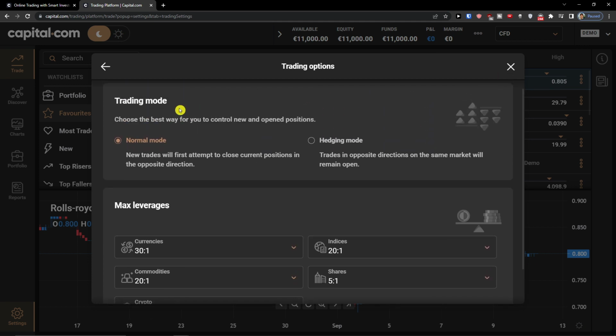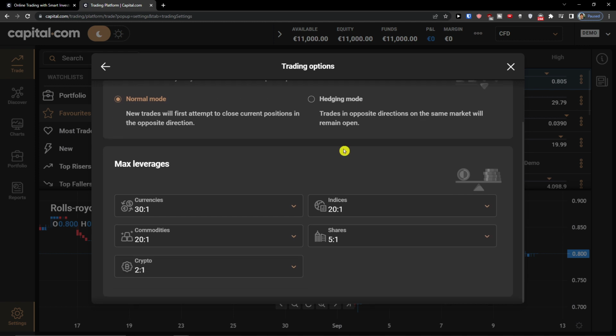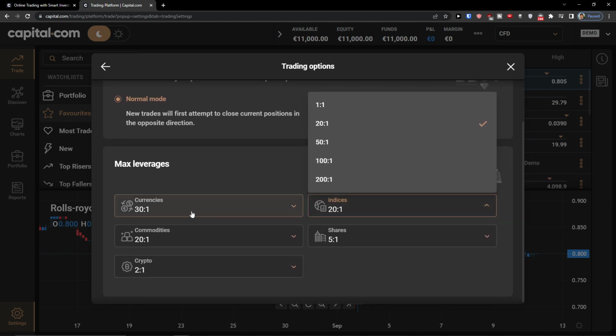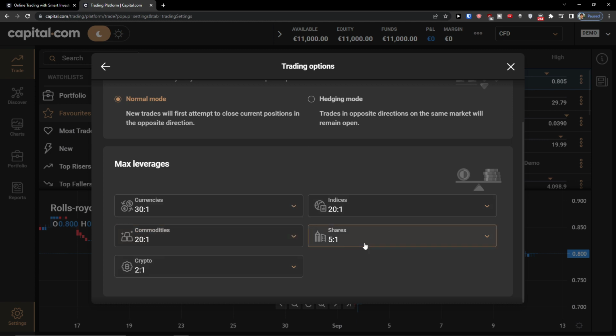And here you're going to have the trading mode. Choose the best way for you to control new and open positions. New trades will first attempt to close a current position in the opposite direction. In hedging mode, trades in opposite directions on the same market will remain open. So you can choose the trading mode you prefer, and then you're going to have the leverages here: currencies, commodities, shares, crypto. If you want to change the leverage, you can easily do that right here.